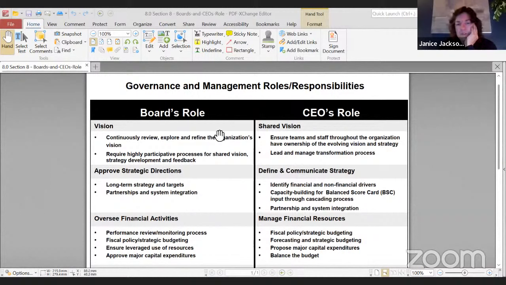Do you know if this is comparable to other boards in Ontario? This is the first time I've ever been on a Board of Health, so. Through you, Madam Chair, this is best practice for over 20, 30 years about the role of the board of corporation and the CEO. And this related to the balanced scorecard. I can share another screen, which really relates to this subject.